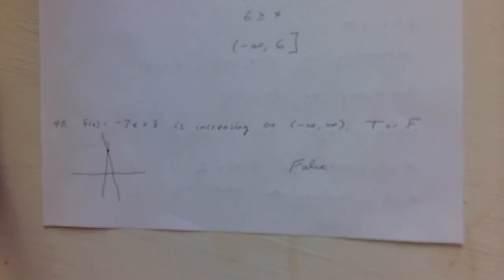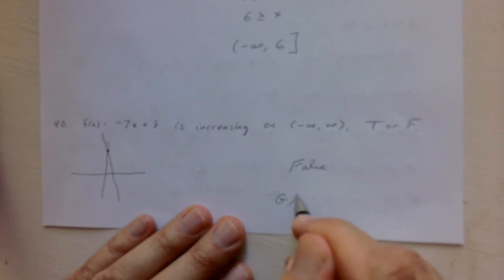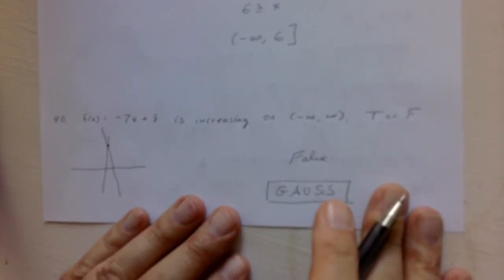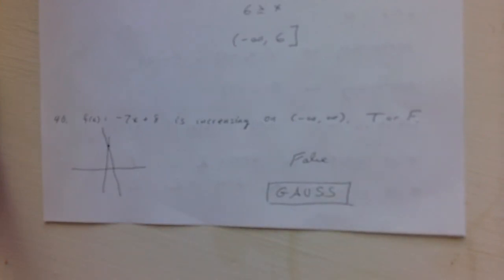The last mathematician I want you to write down is Gauss. So write those three names and you will get some extra credit.